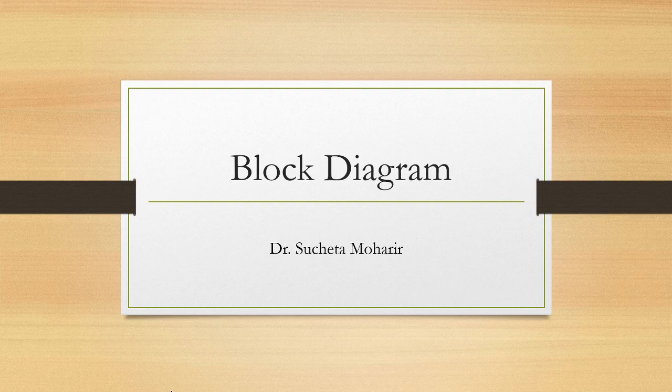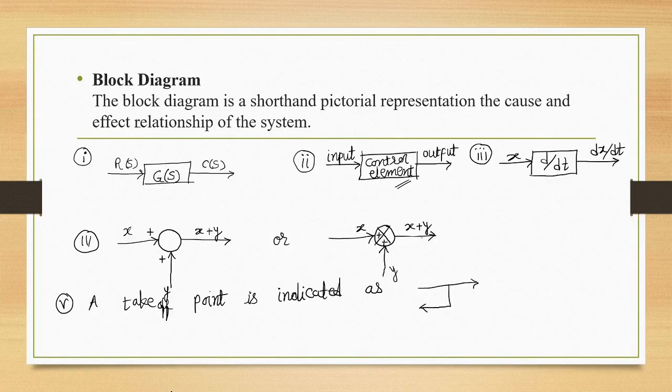Welcome you all in the video lecture on the topic. Block diagram is the shorthand pictorial representation of the cause and effect relationship of the system. Now in first example, R of S is input, C of S is output and G of S is the transfer function. This is the representation of the transfer function by block diagram.